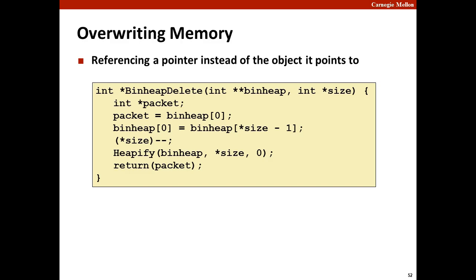It's referencing the pointer to size rather than value. When you increment the size, the third line in the function, where it says bin heap of star size? Okay, so what do we think the problem is there? It should just be size.